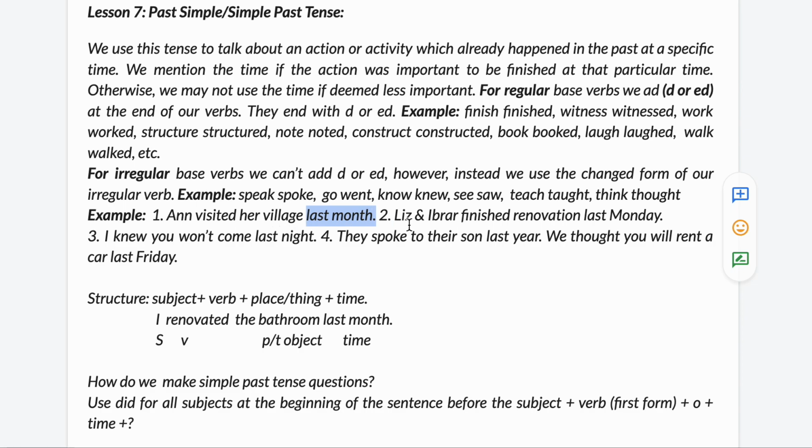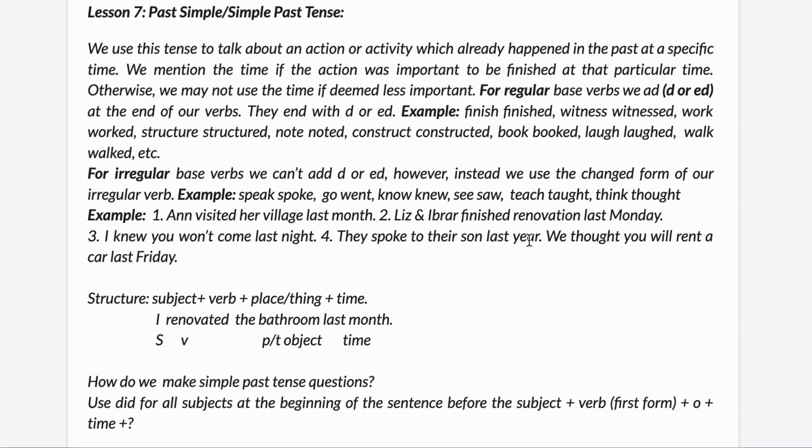Number 2, Liz and Ebrar finished renovation last week. So Ebrar and Liz finished. Finish is the base form. Finished is the second form of the verb that we constructed by using ED. Okay, I knew you won't come last night. Knew is the second form of know. So this is irregular because when we changed from know to knew, we didn't put D or ED. Instead, we changed some letters inside. So the structure was changed.